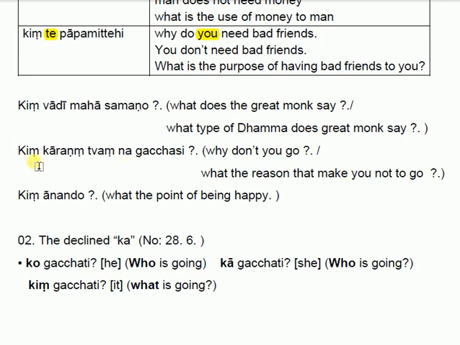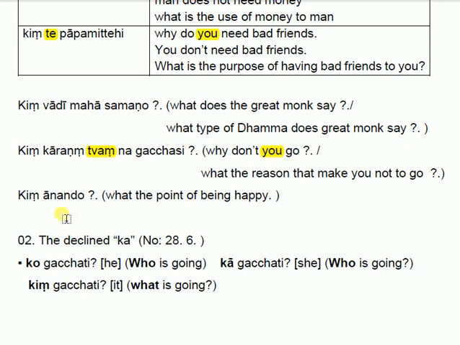And here, kim kāraṇaṃ tvaṃ na gacchasi. Tvaṃ means you. Gacchasi means go. Na means not. So you did not go. Kim kāraṇaṃ, what's the reason? So kim kāraṇaṃ tvaṃ na gacchasi means why don't you go? Or what's the reason that makes you not go? So here tvaṃ means you, na gacchasi means don't go.